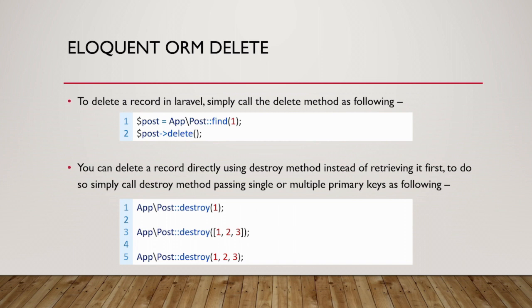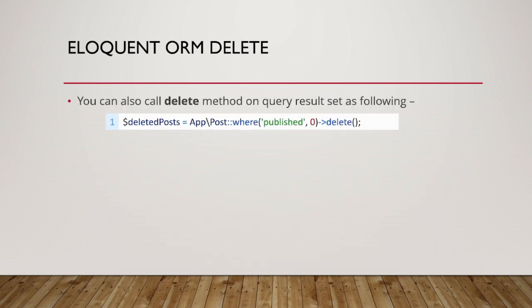Eloquent ORM delete. To delete a record in Laravel, simply call the delete method as follows. You can also delete a record directly using the destroy method instead of retrieving it first. To do so, simply call the destroy method passing single or multiple primary keys as follows. A primary key is a unique key. You can also call delete on a result set as follows. Here's the example: delete post where published is 0, delete.